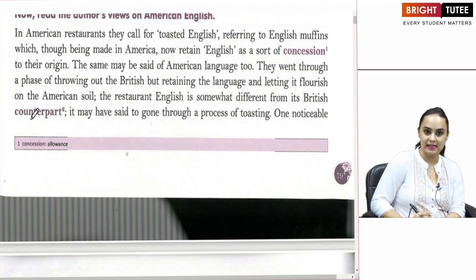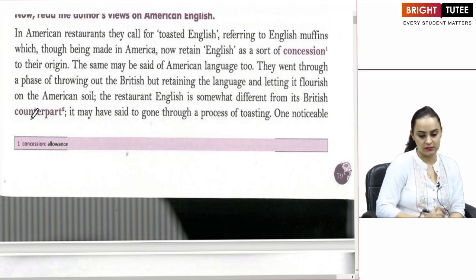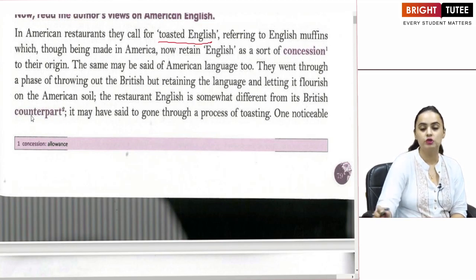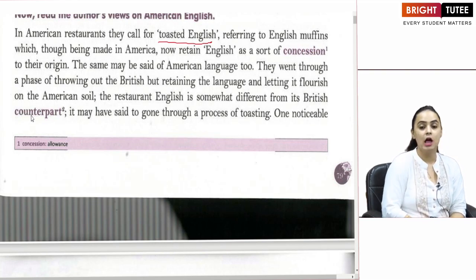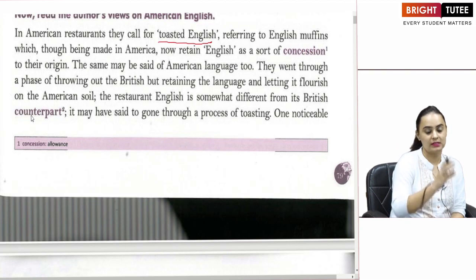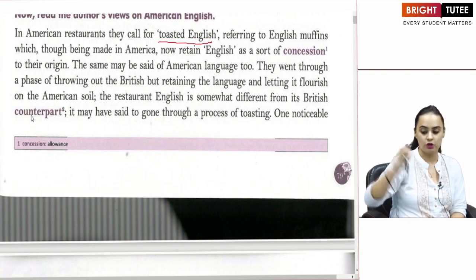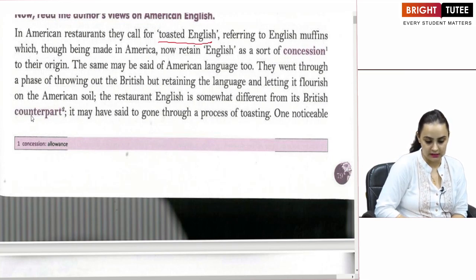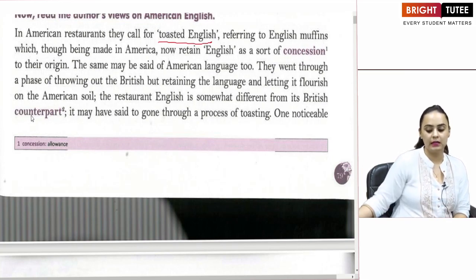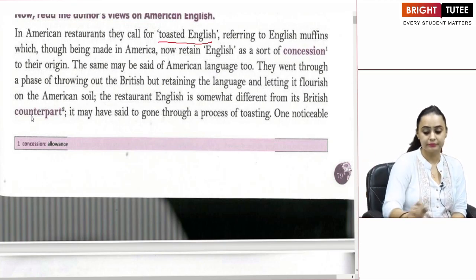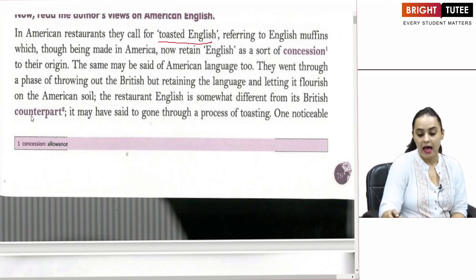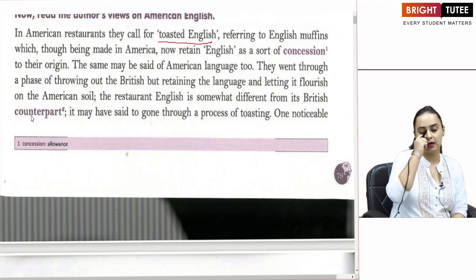So R.K. Narayan says that in American restaurants, they call for toasted English. So they use the word toasted English, referring to the English muffins. We all know what muffins are. Okay, the cakes, the small cupcakes. So in the American restaurants, they use the word toasted English for the English muffins, which, though being made in America, so although these muffins are made in America, now retain English as a sort of concession to their origin.